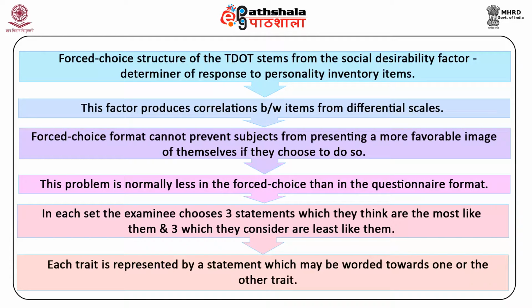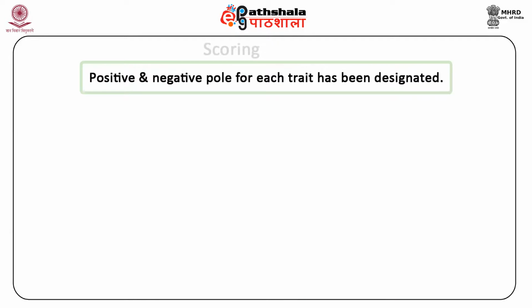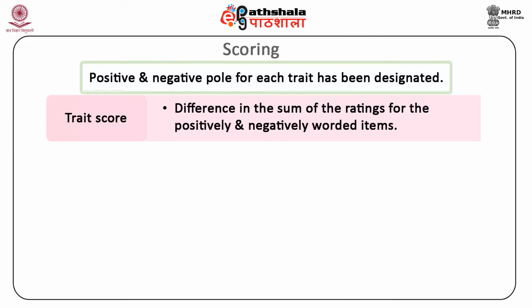Each trait is represented by a statement which may be worded towards one or the other trait. Scoring: a positive and negative pole for each trait has been designated. The trait score is the difference in the sum of the ratings for the positively and negatively worded items.